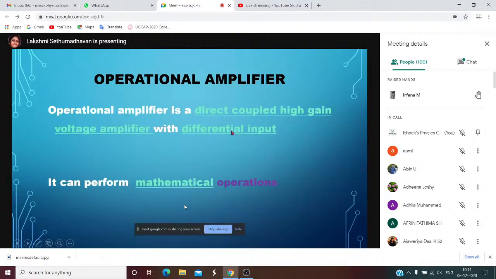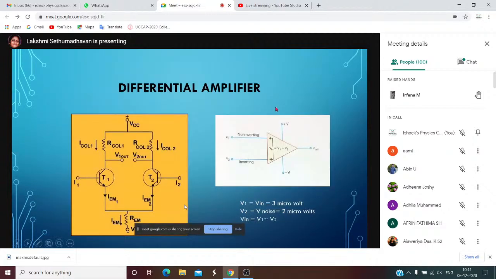Now let's come to the next point, differential input. What we mean by differential input is that if this is an op-amp, there are two inputs, V1 and V2. The real input to this op-amp is going to be Vin, which is V1 minus V2. So that is what is meant by differential input. The effective input is the difference between the voltage at V1 and V2. This is because the first stage of an op-amp is a differential amplifier, and it looks something like this. There are two inputs, two bases for two transistors, and this is your output. So this is the configuration of differential mode.